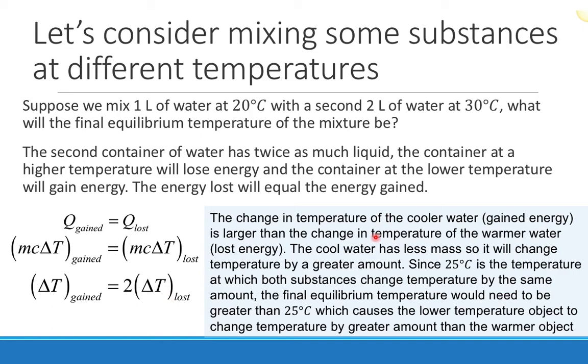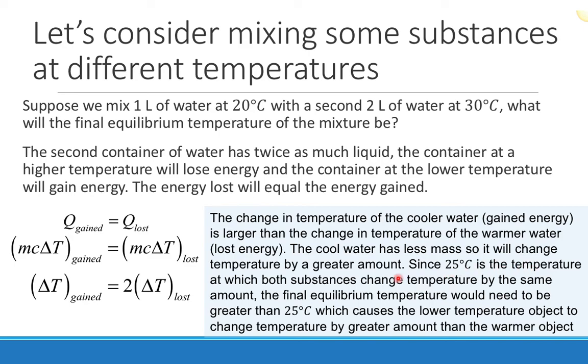All right, so let me say this in words and then I can read this over here. So basically, you've got a lot of warm water at 30 degrees Celsius, you've got less water at 20 degrees Celsius. When you mix them together, because you have a lot more of the 30 degrees Celsius water, it's not going to change temperature as much. Versus the 20 degrees Celsius water, you have less of it, so when you mix them together, its temperature is going to rise more. So the change in temperature of the cooler water, the one that gains energy, is larger than the change in temperature of the warmer water because there's less of it. The cool water has less mass, so it will change temperature by a greater amount.